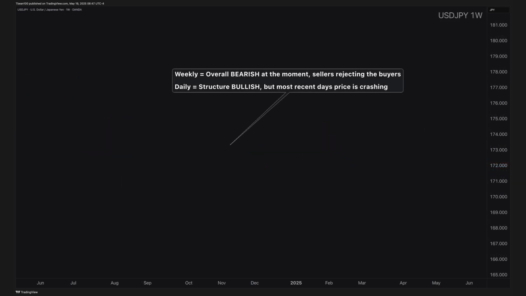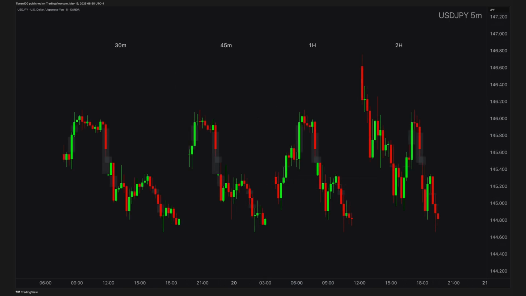Now, all of this actually a bit conflicting bias in my opinion. Weekly is quite clear. We are in a bearish structure at the moment. Sellers keep rejecting the buyers. There's no question in the weekly. But the daily chart is actually a bit confusing. Overall structure may look bullish, but the most recent 5 days quite bearish. In my opinion, this is a conflicting movement and there is no true idea. Then as a day trader, we must focus on the most recent price action more than the overall structure.